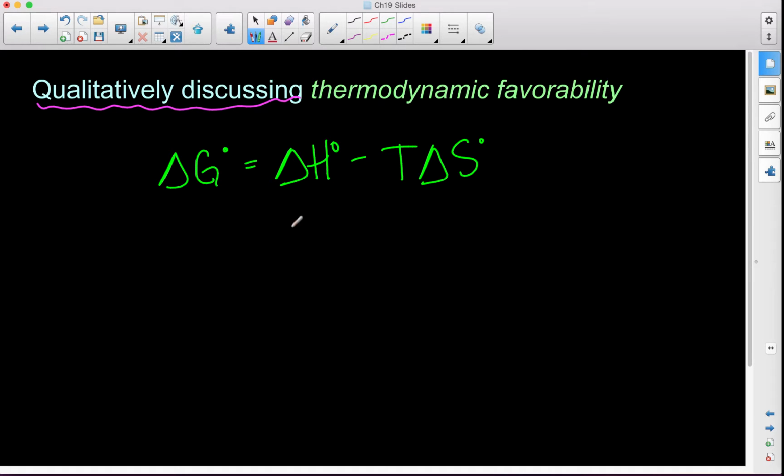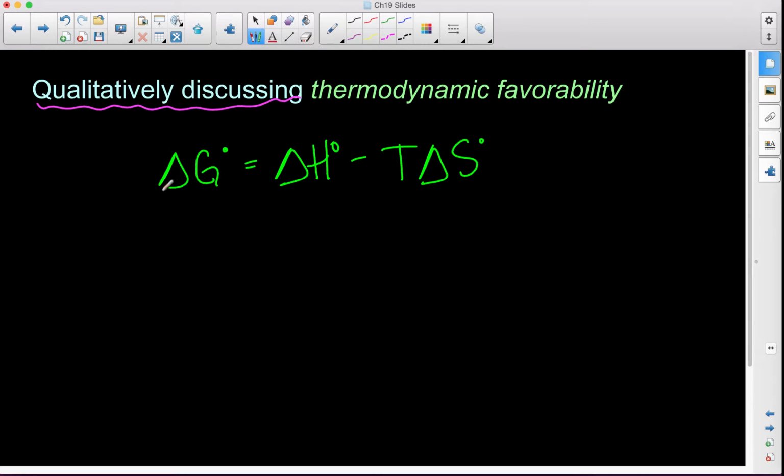Okay, so previously we talked about how we can calculate the standard enthalpy of a process using either calorimetry, Hess's law, or standard heats of formation. We can calculate the entropy of a process using standard molar entropies. And using this, we can calculate the delta G of a process.